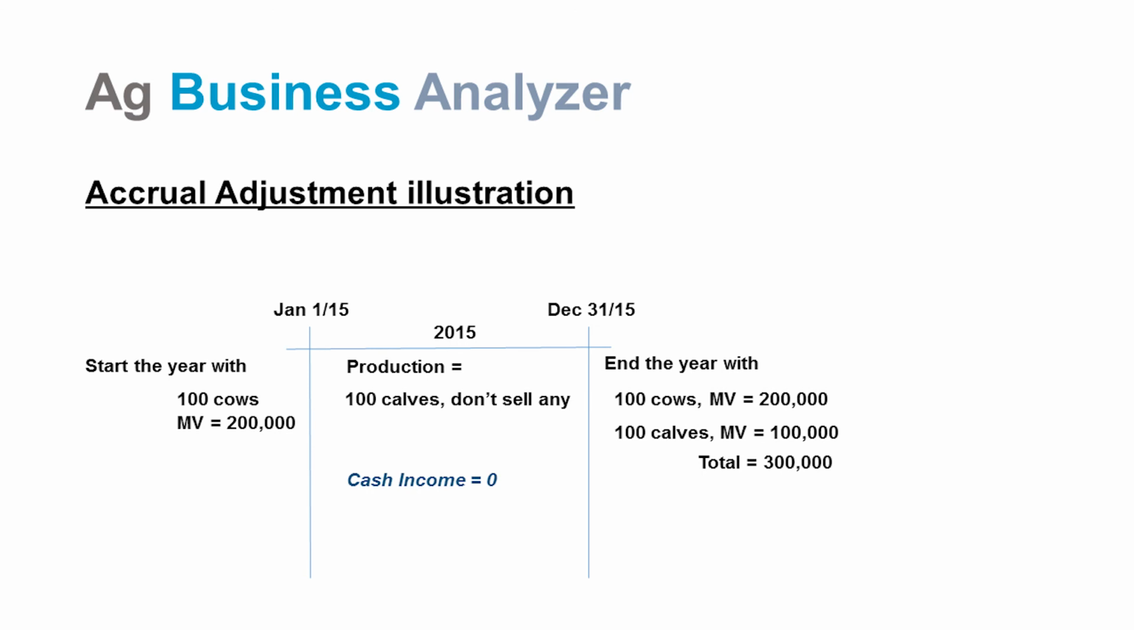So you'll see that the cash income is actually zero because no animals are sold. But the accrued income, which is the value of the production, is the $100,000. So the accrued income is calculated by taking the cash income and adding the $100,000 of change of inventory to give $100,000. So in this example, even though the cash income is $0, the accrued income, which represents the value of production, is $100,000.